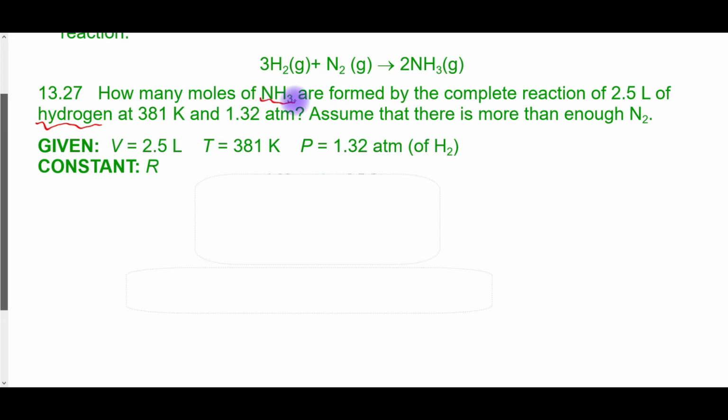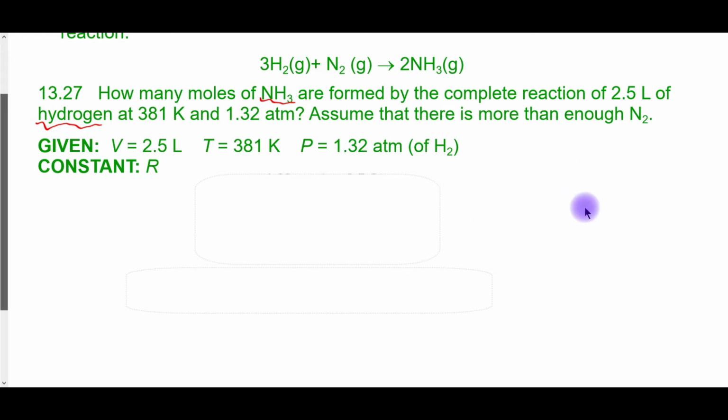That tells us that the mole ratio is going to take place. But first, we need to determine how many moles of hydrogen there are. We cannot take the liters and change it to moles using 22.4 because it is not at STP. That can only be used at STP. That means the ideal gas law needs to be used to determine the number of moles of hydrogen.